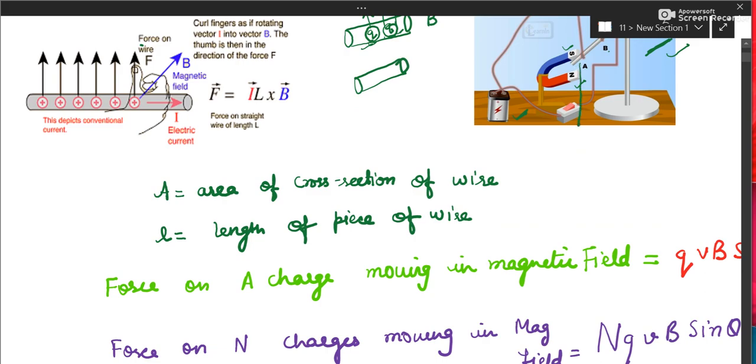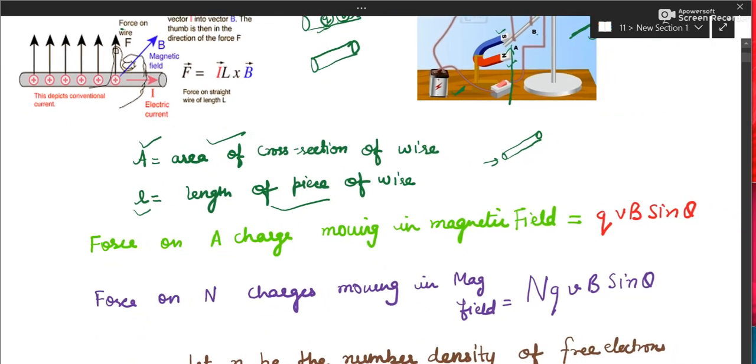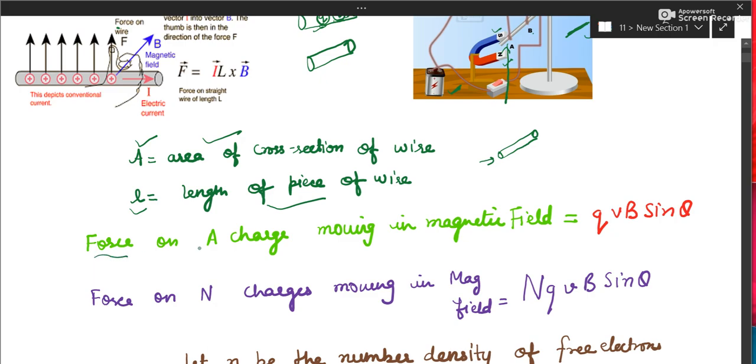This steel colored rod that we have taken, this conductor, let us specify its parameters. A for area of cross section, L for length of this piece of wire which is being placed in the magnetic field. Now we'll make use of the previous topic, force on a charge. One charge moving in a magnetic field. Nobody will write a force on a charge kept in a magnetic field. Not kept, it has to move. Moving in a magnetic field, the force is QVB sine theta.